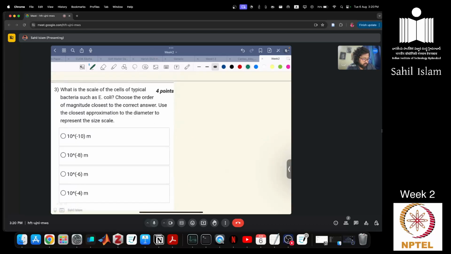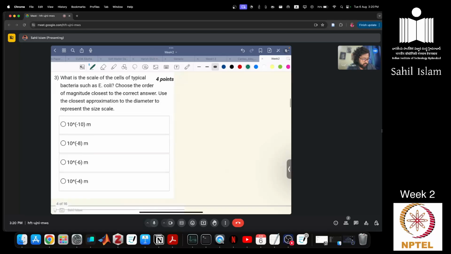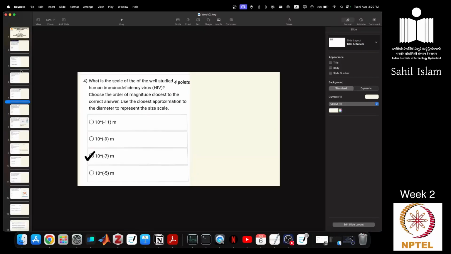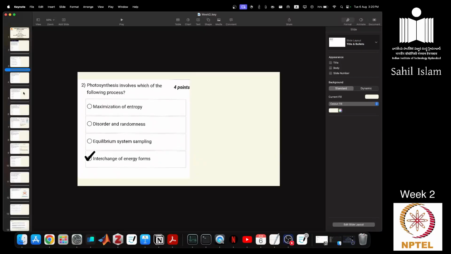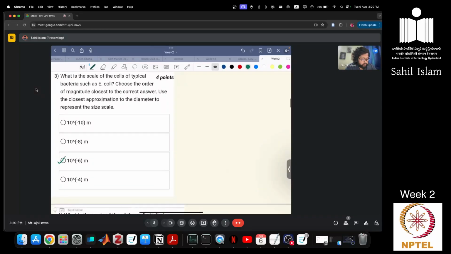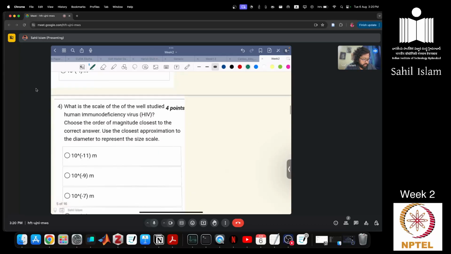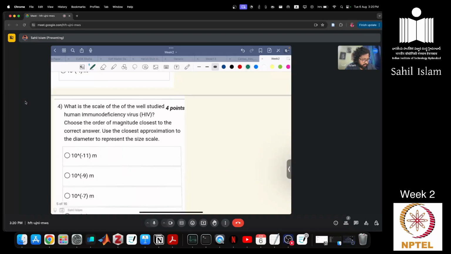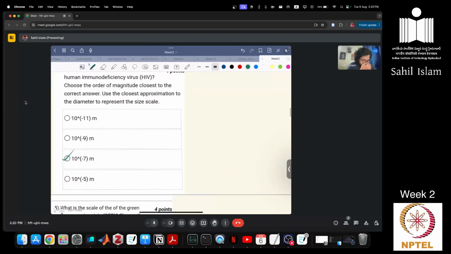So what is the scale of these cells? Typical bacteria of E. coli, choose the right order of magnitude. As far as I remember, E. coli has a structure of around a micrometer order, that is 10 to the minus 6 meter order. HIV, you can just look up, is 10 to the minus 7 meter approximately.